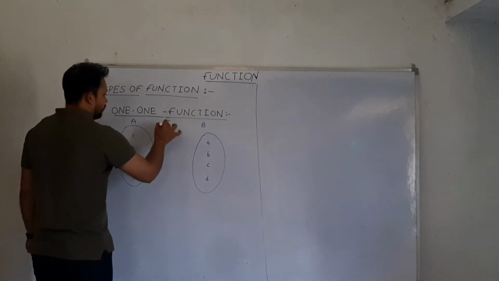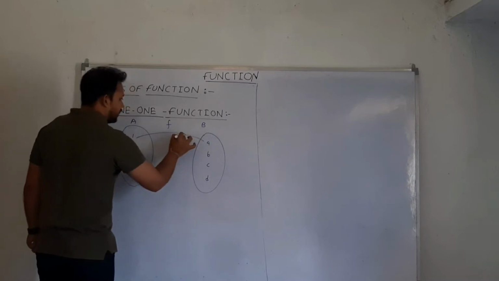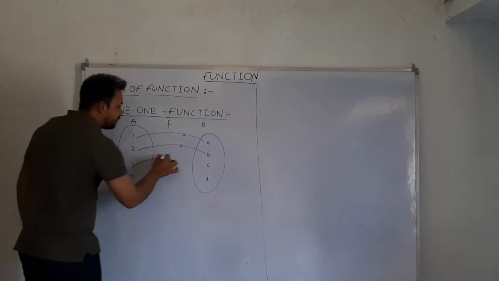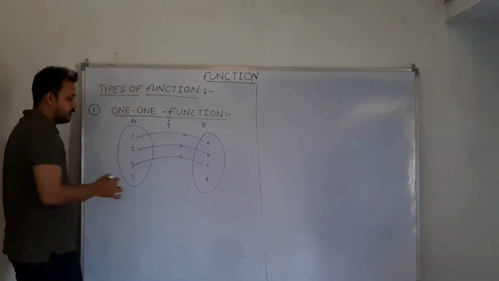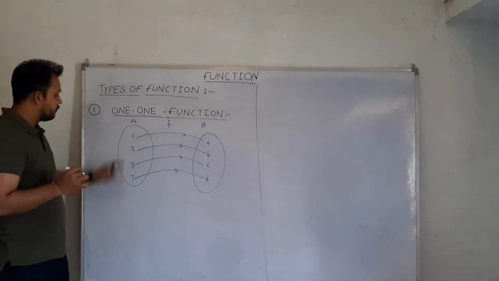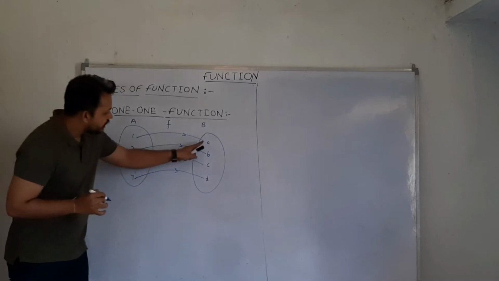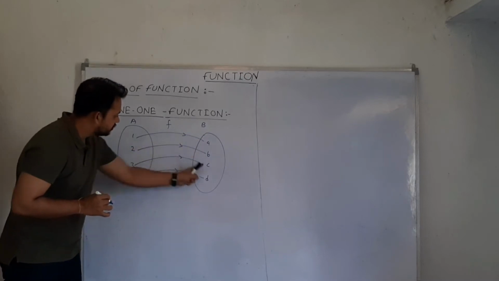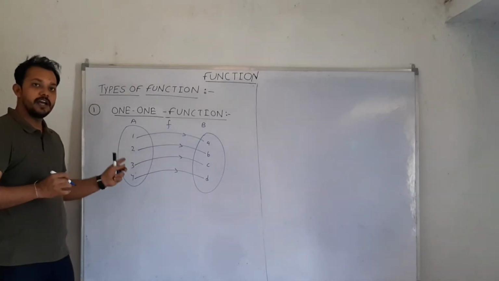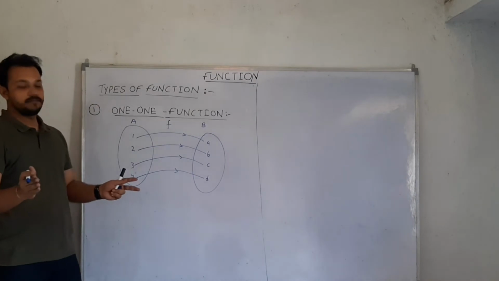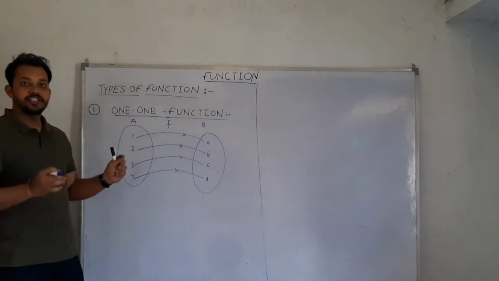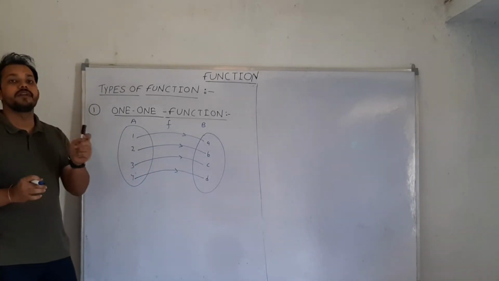Now, by putting 1 in the function, we are getting a. By putting 2 in the function, we are getting b. By putting 3, we are getting c. By putting 4, we are getting d. Now you can see, for every element of the domain, we are getting a distinct image. All are having their different images. This type of function is called one-one function.